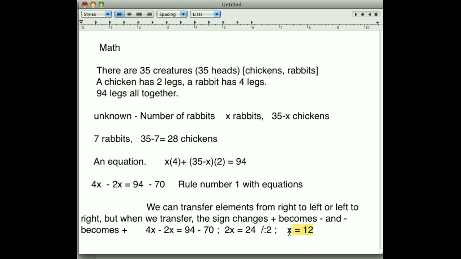So this is the solution for the number of rabbits, because we said we have x rabbits. And the number of chickens will be obviously 35 minus 12, which will be 23. So we end up with having 12 rabbits and 23 chickens.